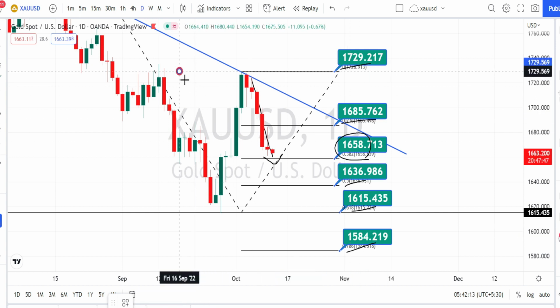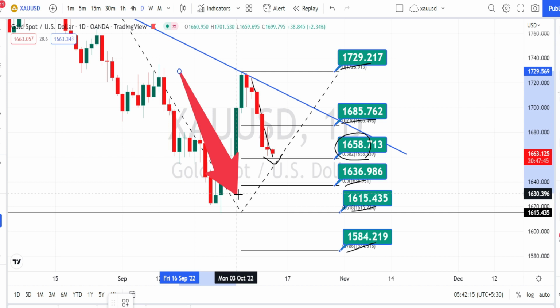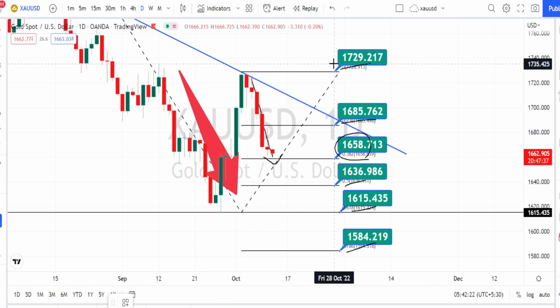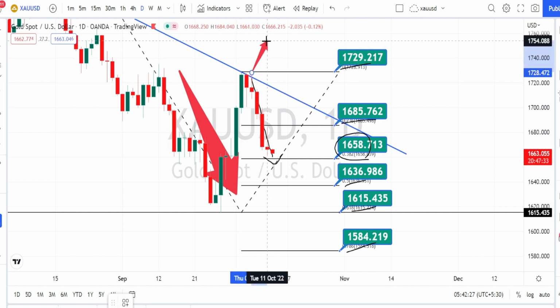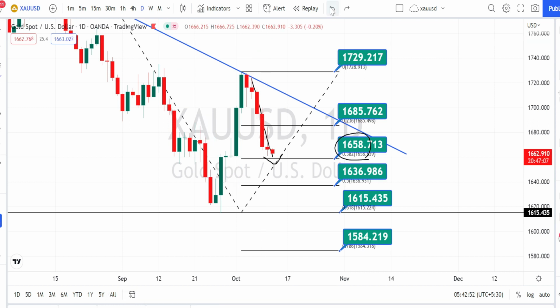And current trend of the price action in daily time frame is in a bearish trend for now. And only when the price action breaks the resistance level of 1729, we can expect the bullish side trend reversal to start in daily time frame. Let us do the analysis in 4 hours time frame.